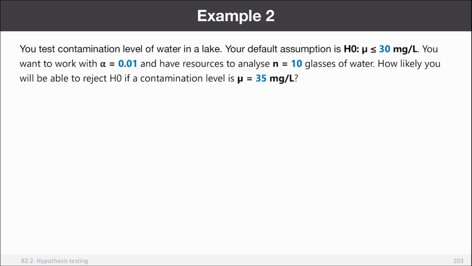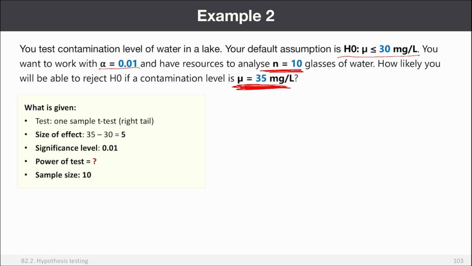Now example 2. I have the same situation, same null hypothesis, same alpha, and now the number of glasses of water, the number of physical samples, is fixed. In this case, I would like to compute the power. So if I can't use 16 glasses of water, can I do it with 10 glasses? Of course you can. But how likely will I be able to see that indeed the lake is contaminated if the total ammonia nitrogen is 35 milligrams per liter or more?